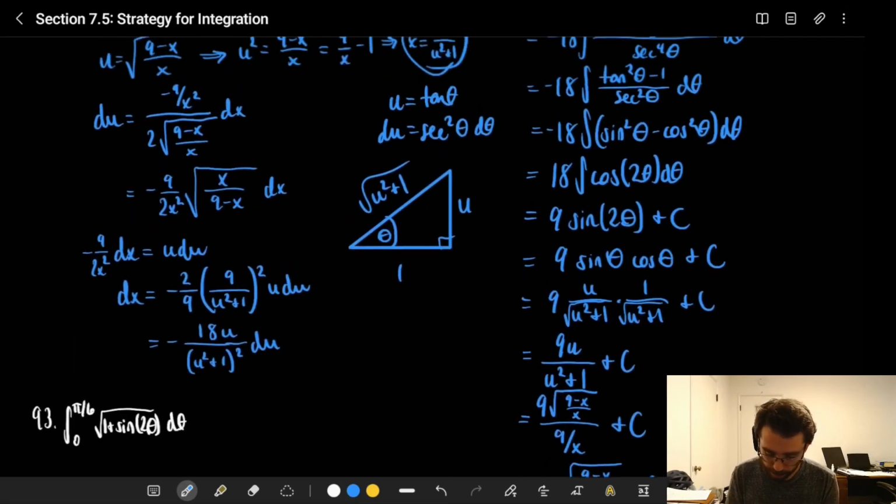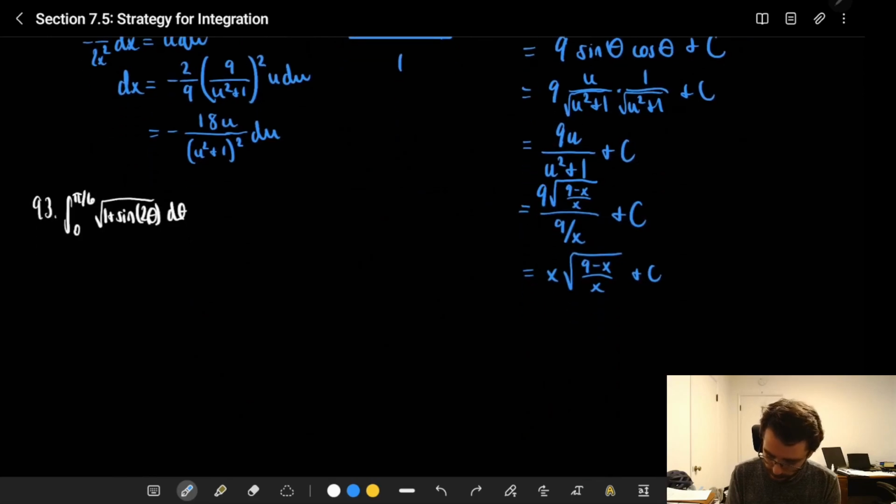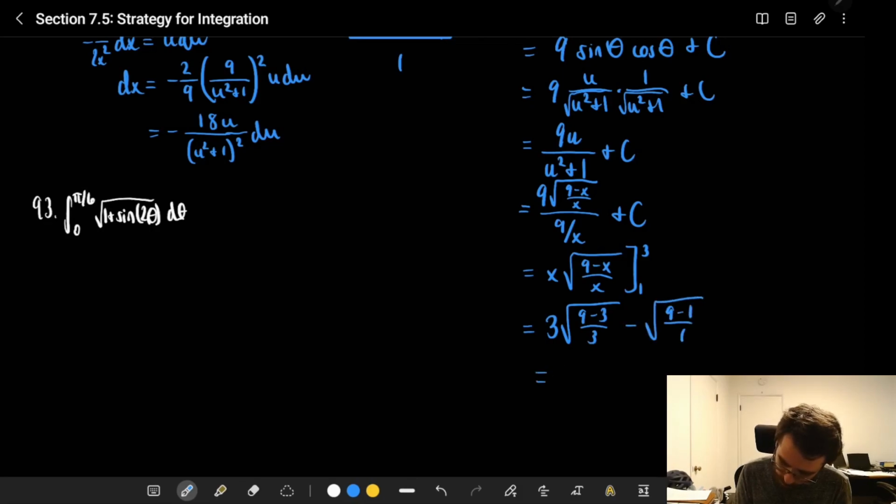I guess we can check, because actually, all along the way, we had bounds on the integral. X went from 1 to 3. And now that I'm back in the world of x's, I can just plug that in here, 1 to 3. And I at least know what the number should be that comes out, so this will be a good sanity check. This will be 9 minus 3 over 3 minus 1 times 9 minus 1 over 1. So this is 3 root 2 minus root 8.